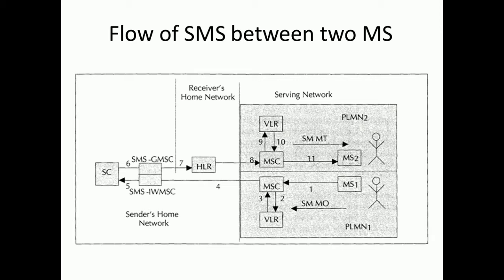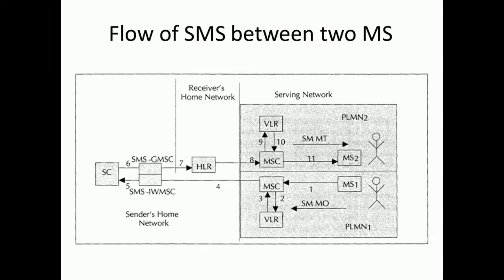Here we can see two messages, that means SMMO and SMMT. SMMO in the PLMN1 is the outgoing message, and the message will be sent from the MS1 to SC, and SMMT is the incoming message. The SMMT is delivered from the SC to the MS2.